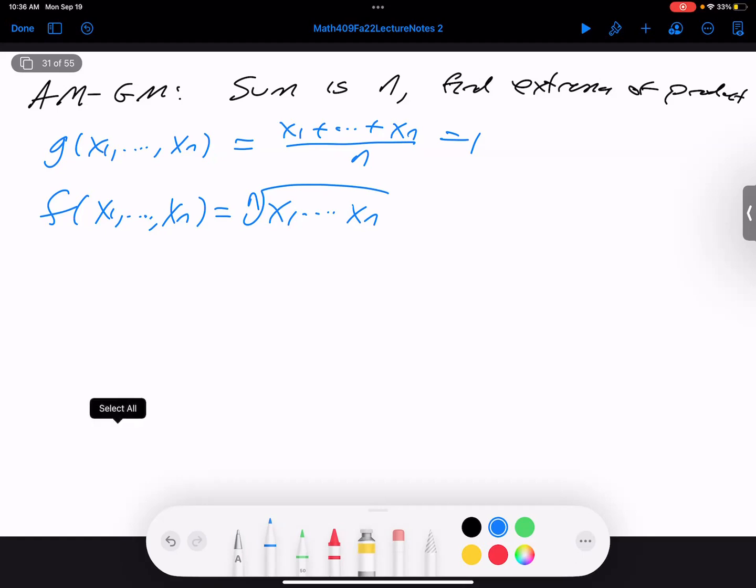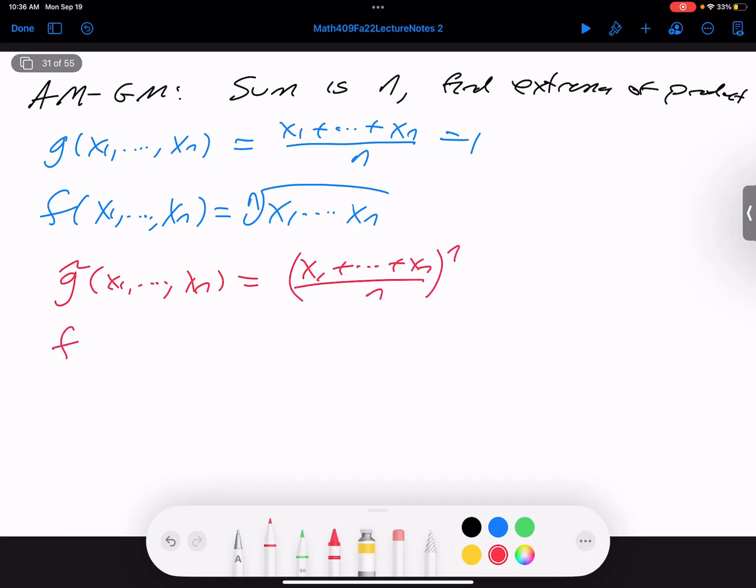So we've got to be very, very careful when we have something like this as to, am I making any mistakes in dropping the nth root? And again, if the sum is equal to 1, if I take the nth power, that's still equal to 1. It will change the derivatives, but it'll change the derivatives in a way that doesn't really matter. So if we then looked at, let's call it g tilde of x1 to xn, which would be ((x1 plus ... plus xn) over n) to the n, and f tilde of x1 to xn equals the product.